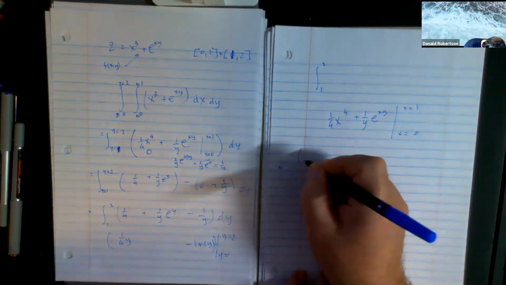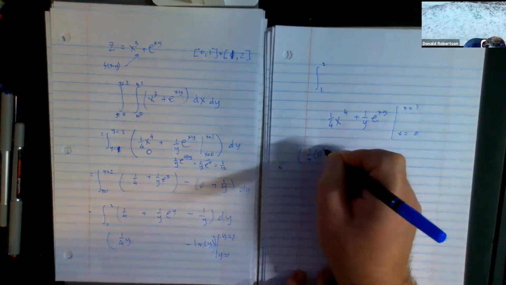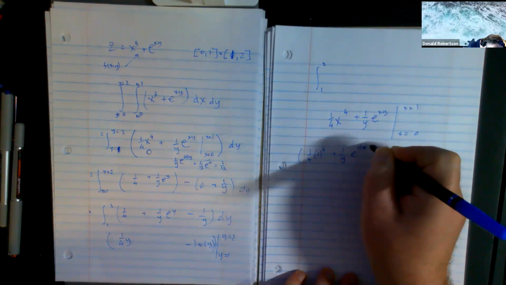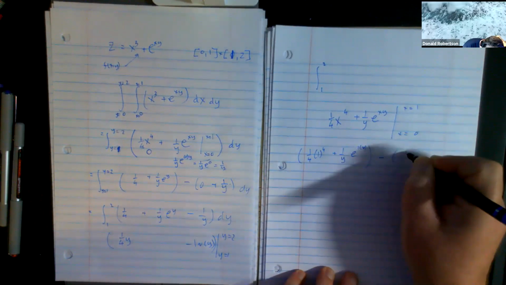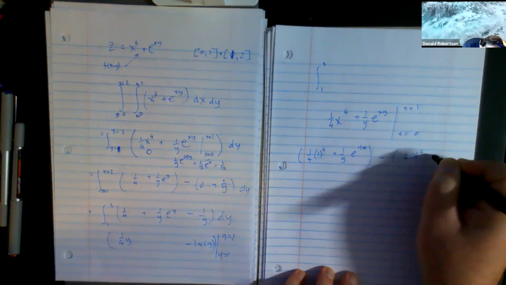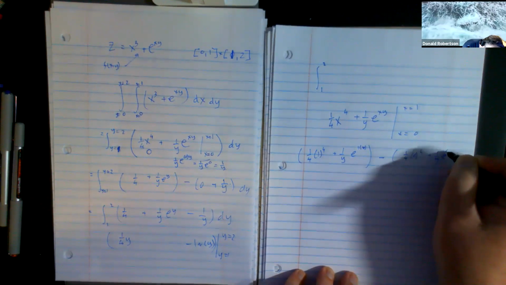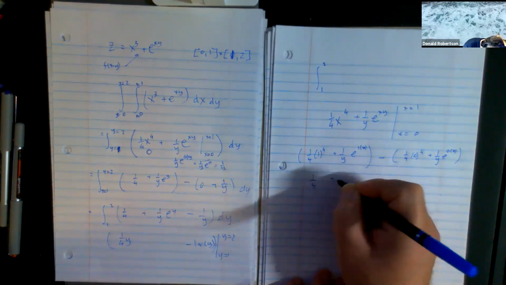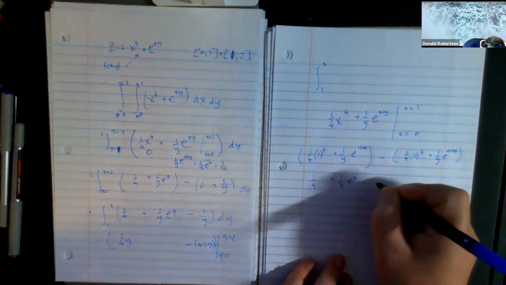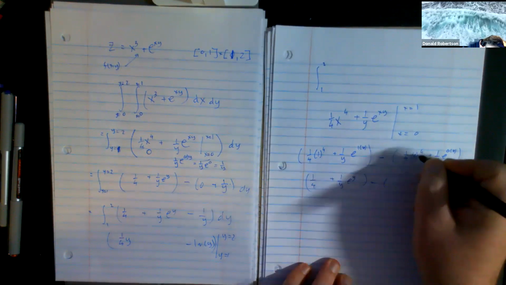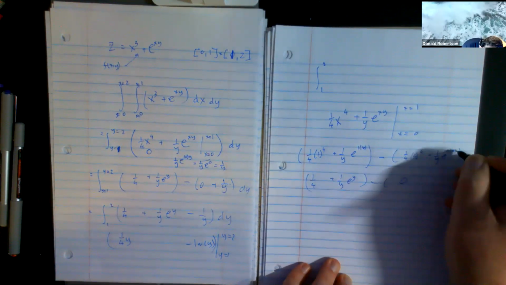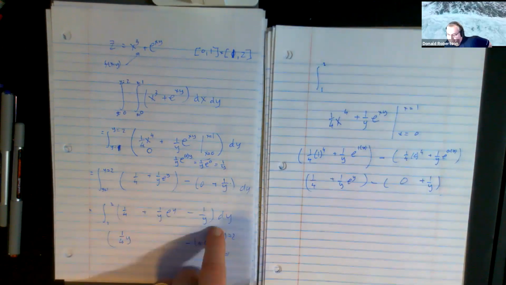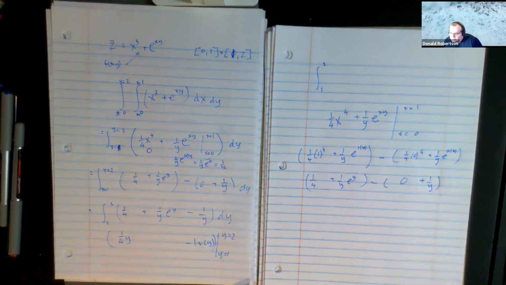If you plug in 1, you get this. Take away, you then plug in 0. That's the quarter. That's the ugly 1 over y e to the y. That gets you 0, and e to the 0 is 1. So you get only that, and that's where this came from. Okay.